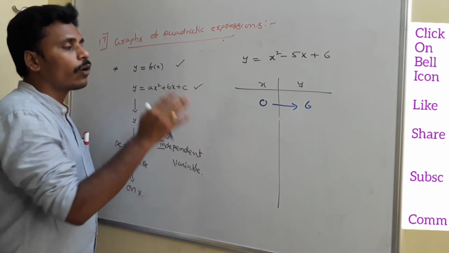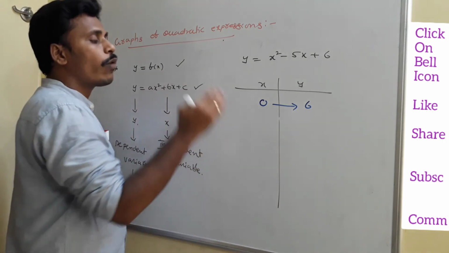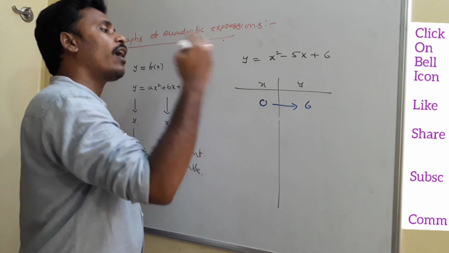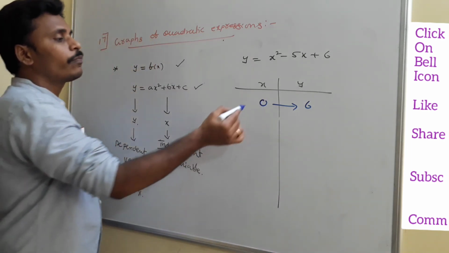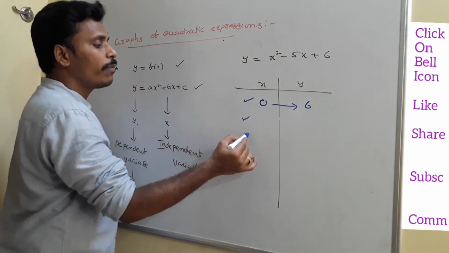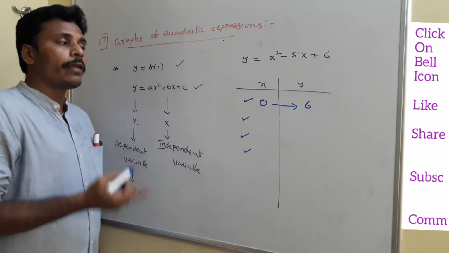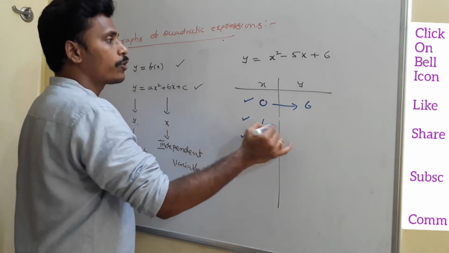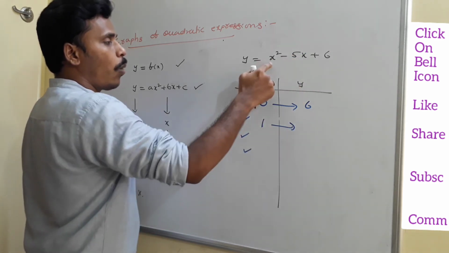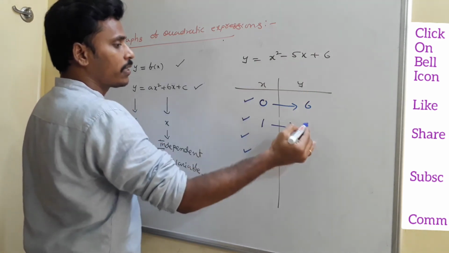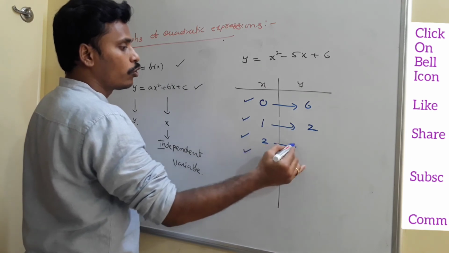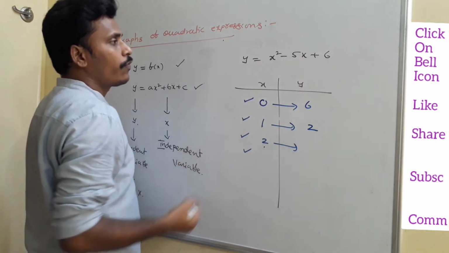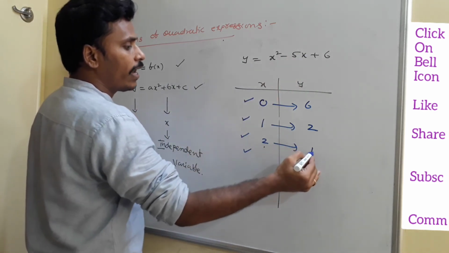We are allowed to take only either x or y. If one value is fixed, depending on that other value we will find. Usually, for the values of x, we may take any values in the place of x. Depending on those values, we will get the values of y. For suppose x is equal to 1, what to say about the result? 1 minus 5 plus 6, it is 2. If x is equal to 2, then what do you say? If you simplify, 2 squared minus 10 plus 6, the result is 0.